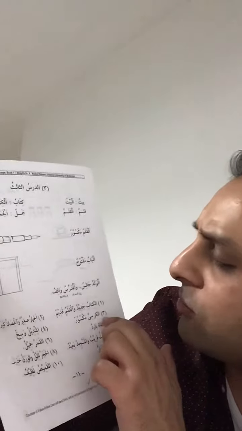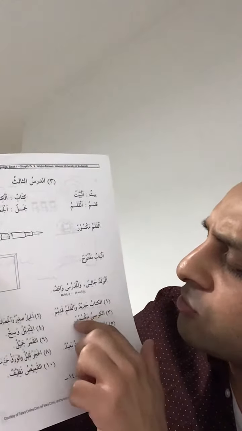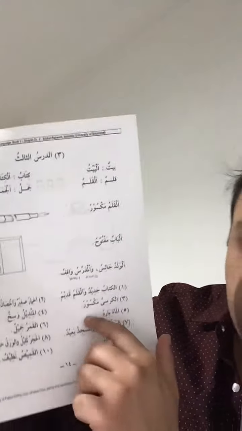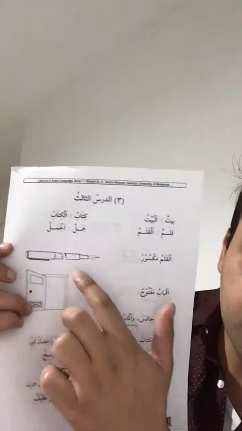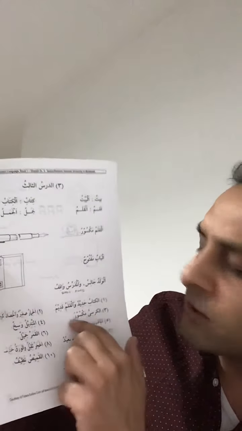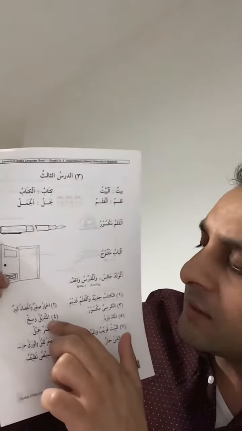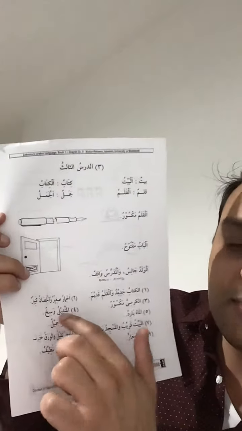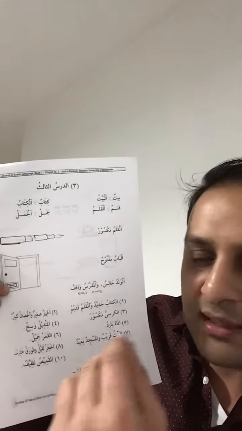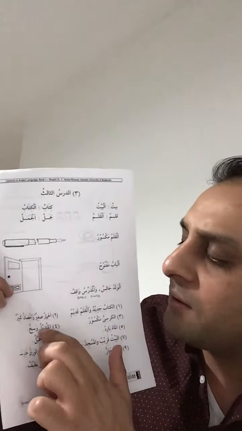Okay, now let's go to this one here. Al kursiyu maksur. Now, kursi is chair. What does maksur mean? We got maksur from pen, broken. So if it says al kursiyu maksur, what does that mean? The chair is broken. Now, this says al mindilu wasikh. Mindil basically means napkin, and wasikh basically means a very light texture. So it says the napkin is light.